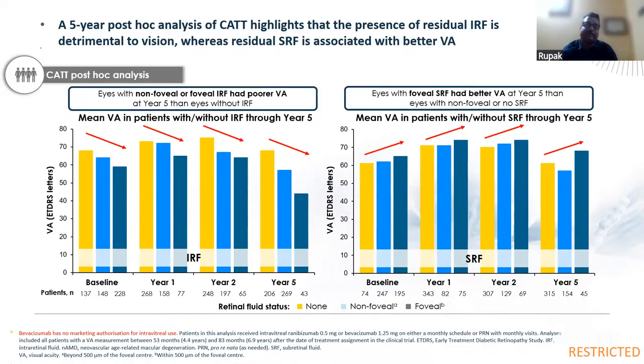CATT, which was one of the very pioneering studies, compared the anti-VEGFs, bevacizumab and ranibizumab. A 5-year post-hoc analysis of CATT highlights that the presence of residual SRF is actually associated with better visual acuity.